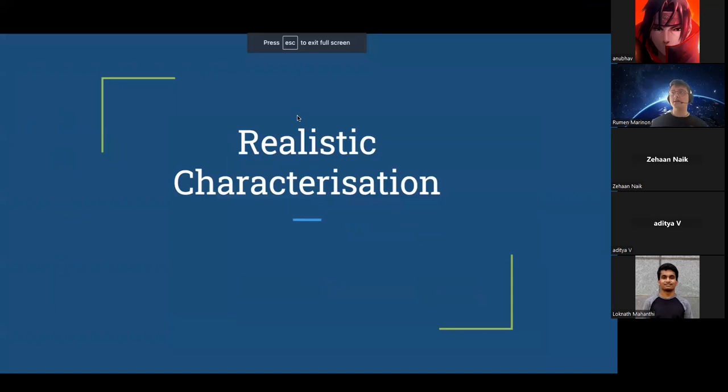Okay, so as I said, the topic of today's workshop is realistic characterization. Before I get into it, I would just like to ask everyone, what are your main troubles when characterizing? What types of questions do you have? Let's just get some out so that we know that everything is addressed. So who would like to share?